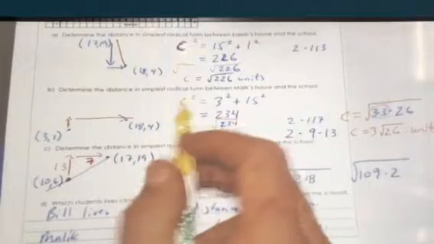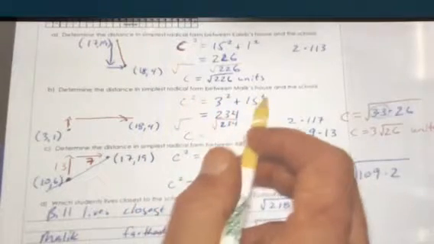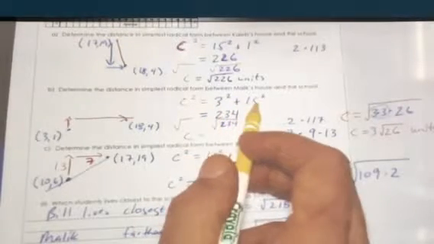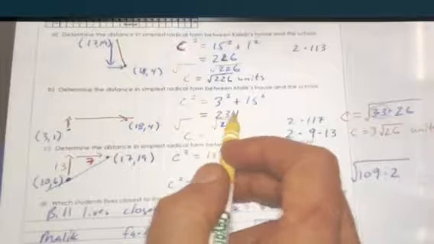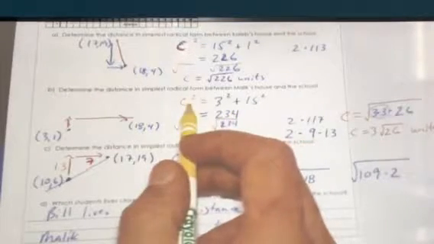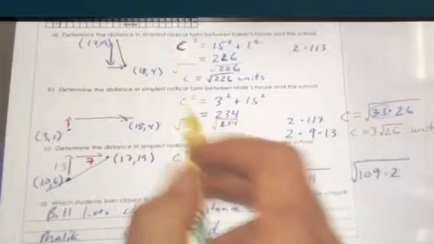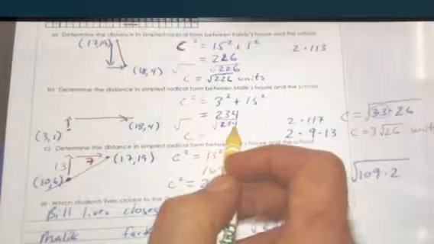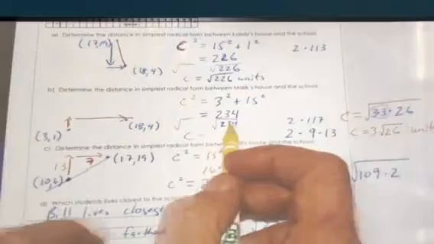So now we have c squared equals 3 squared plus 15 squared. This is 9 plus 225. This is 234. So that means that c, take the square root of both sides, c is the square root of 234. And then again, we could work on this 234, and I did work on it over here.